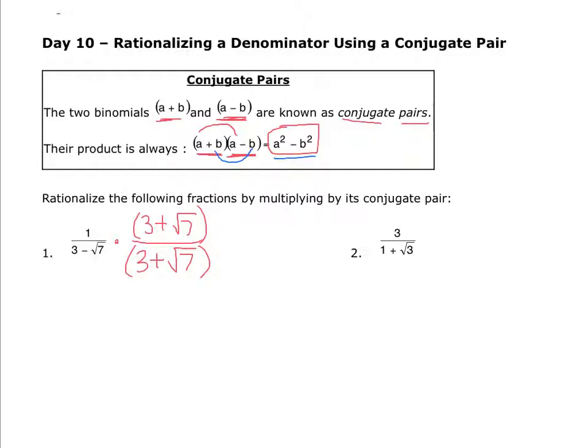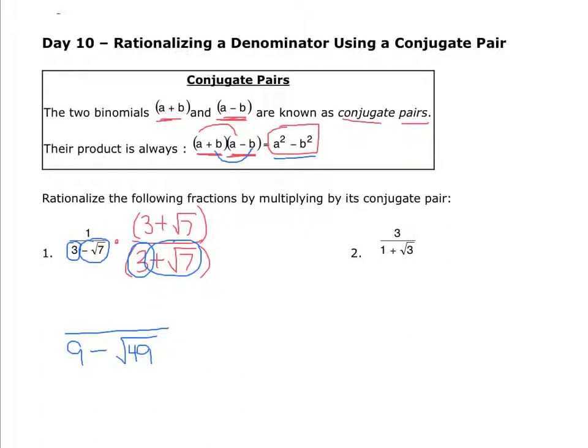In the denominator, we're going to take the first part of each binomial and multiply those together. 3 times 3 will give us 9. We have a negative radical 7 and a positive radical 7. We multiply the last parts together. Negative times positive is negative, and radical 7 times radical 7 is radical 49.